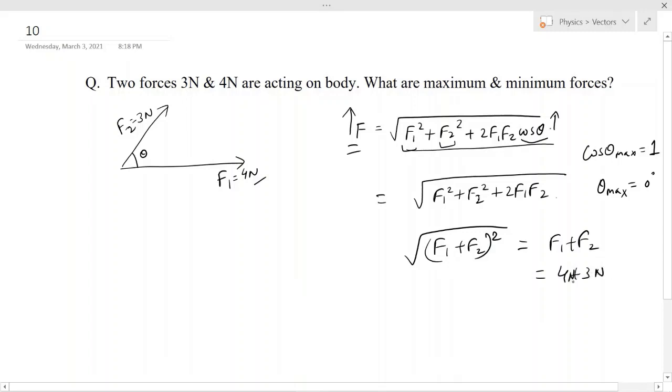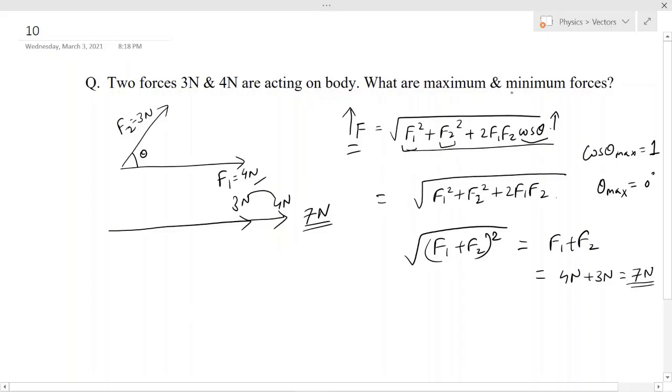4 Newton plus 3 Newton, which is 7 Newton. 7 Newton is the maximum force. That is when the two forces are acting in the same direction, you will get the maximum force. So when the two forces are acting in the same direction, the result will obviously be the arithmetic addition of 4 Newton and 3 Newton force. This will be 7 Newton. So we could have done directly with the intuition, but I wanted to show you from this equation.